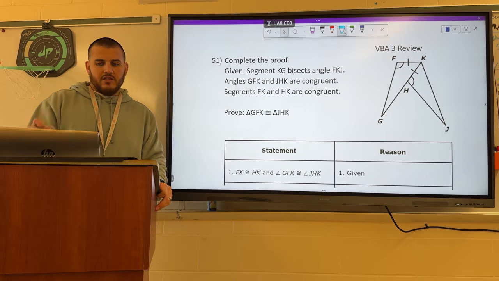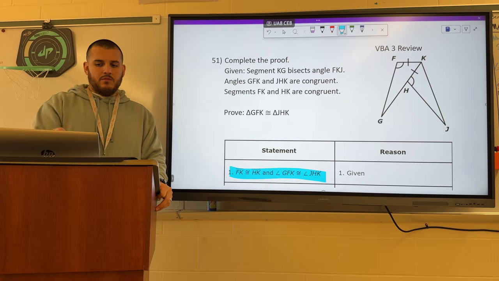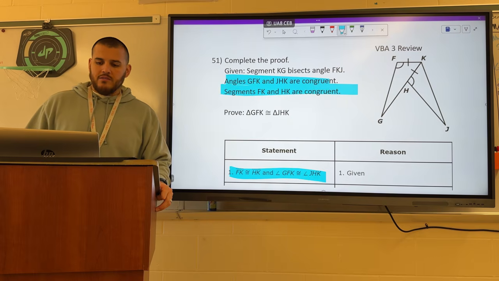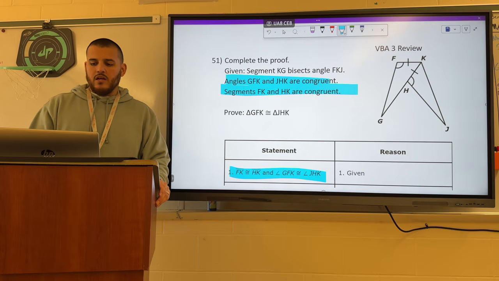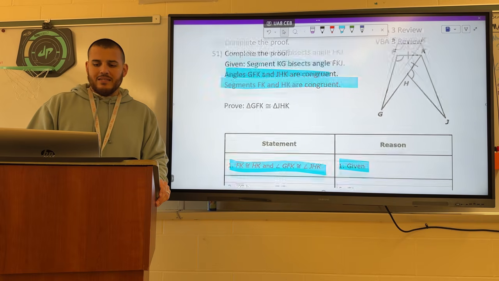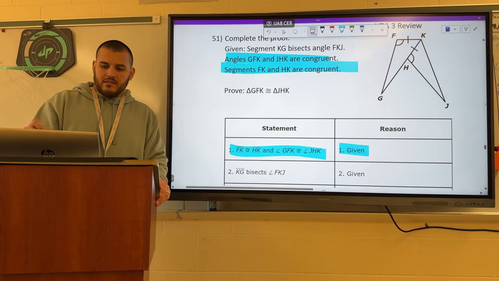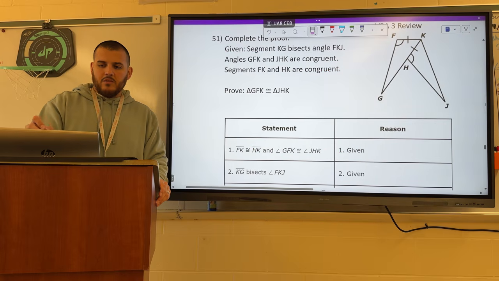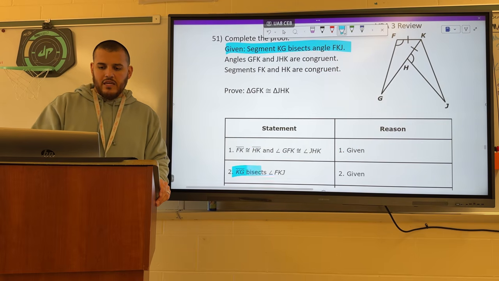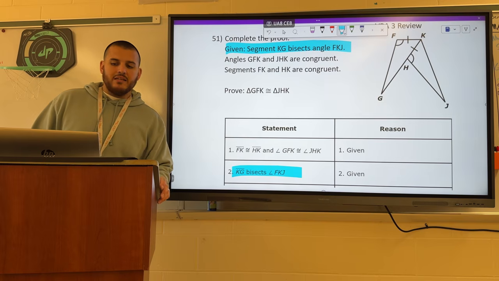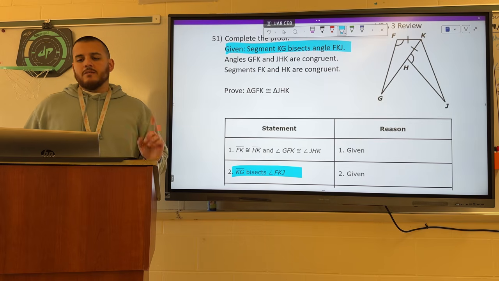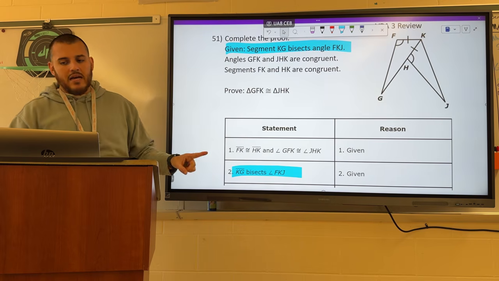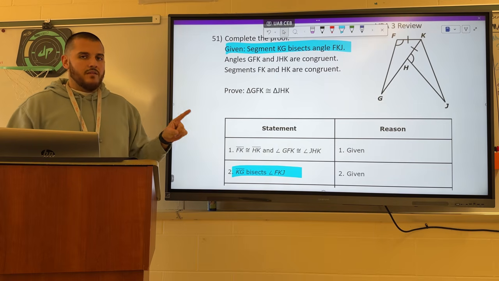Okay, first off, given information. Boom, boom. That same stuff is mentioned right there. We know it's true because it is given to us. Next, we have another piece of given information. That first one right here, that KG bisects angle FKJ. It's given to us. It, however, is not labeled on the figure.